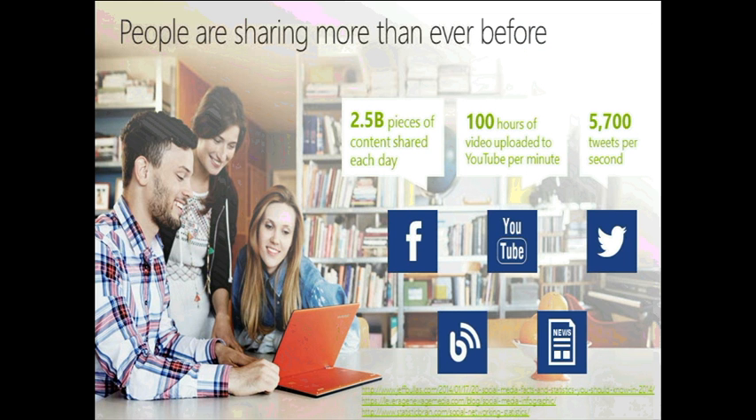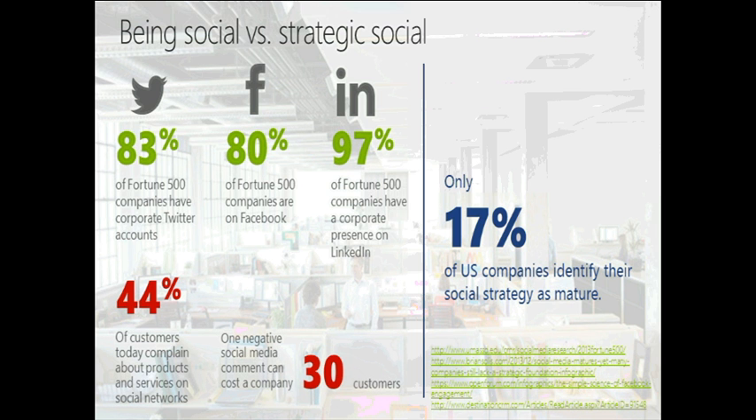As we look at how much content is being shared online, the main one here is the number of tweets per second: 5,700 tweets per second, and 100 hours of video uploaded to YouTube per minute. If you're a large company getting a lot of social media posts about you, it's so much to keep up with that you almost get lost, or you don't really have a good plan to address it.